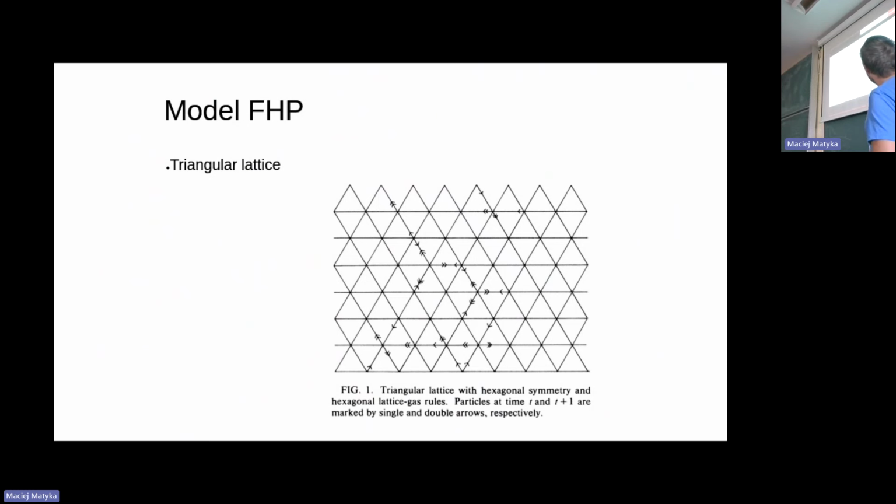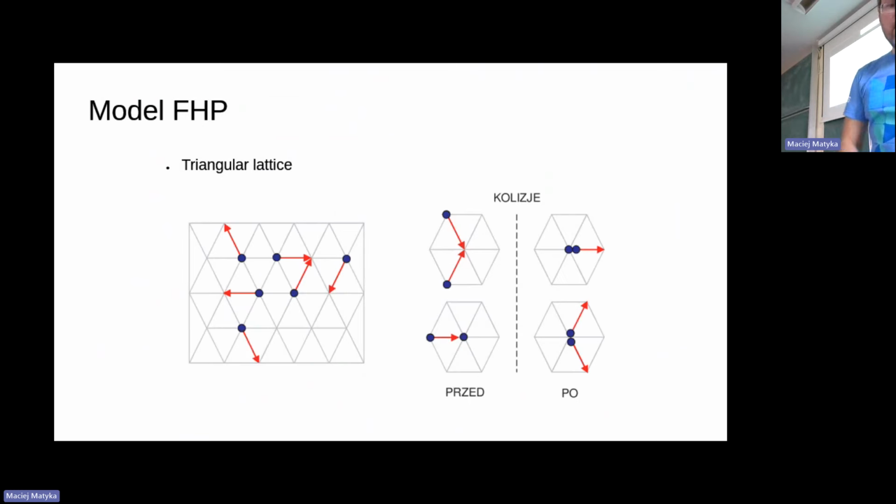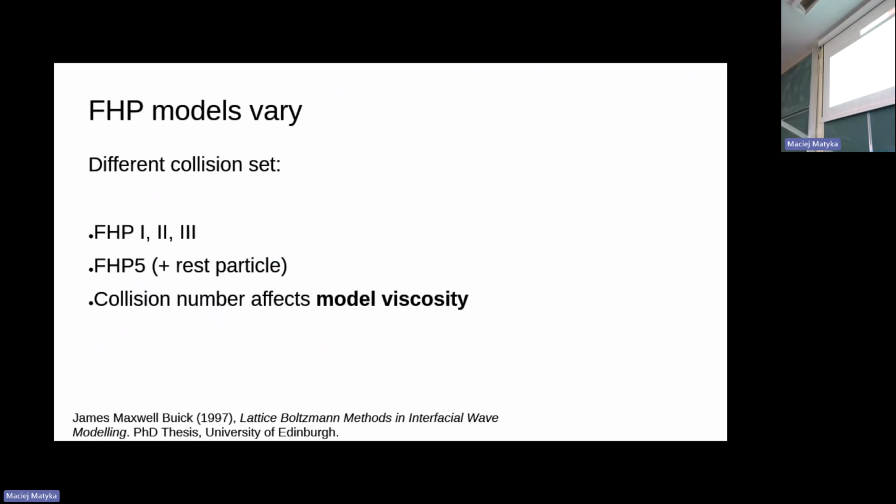So for instance, where the collision will happen up here. You have a particle that travels in this direction. Here the collision is very simple because it will just reflect. Okay, but details are given in many papers, and that was already discussed. And as I said, the FHP model is varied, and the collision terms affect viscosity.